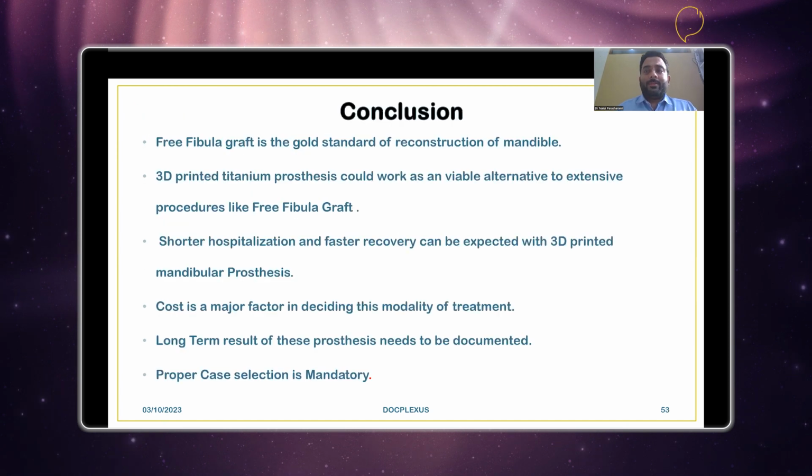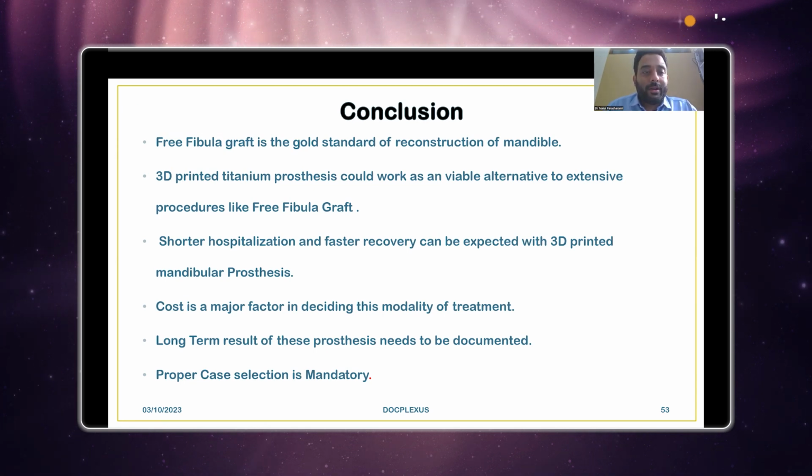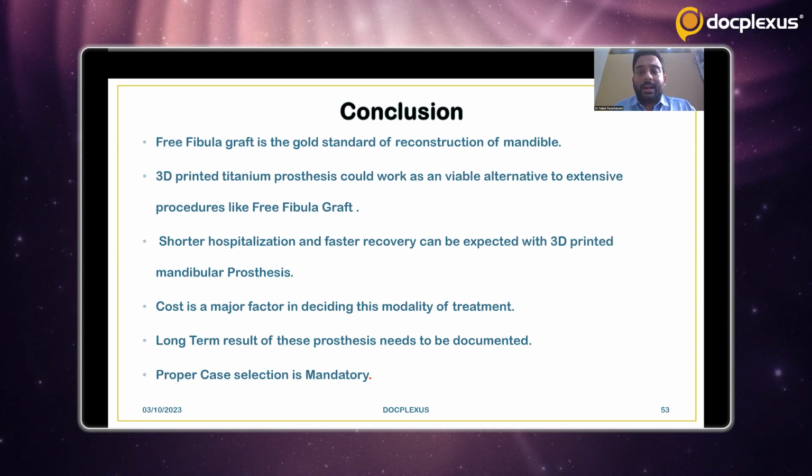So in conclusion, I would just like to say that free fibula is the gold standard. 3D printed titanium prosthesis could work as a viable alternative to extensive procedures like free fibula in the future. It leads to shorter hospitalization and faster recovery. Cost is a major factor in such treatment modality. Long-term results are still to be documented, and proper case selection is mandatory. With that, I would like to end my presentation.